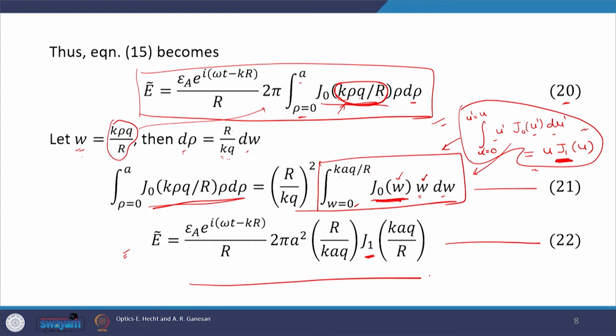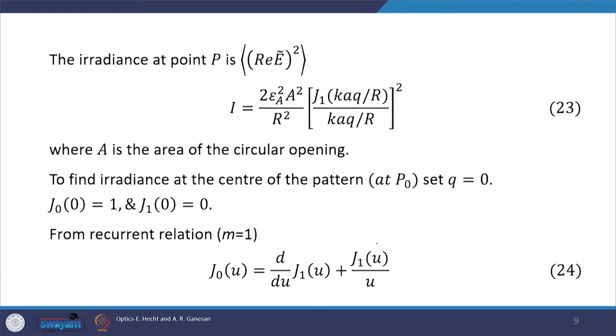Equation number 2 is now a bit simplified, but now here we have the Bessel function of first order. Instead of the zero-order Bessel function, now we have the first-order Bessel function, but this integral is now gone. It is now in terms of J1 only. How to evaluate it? Okay, we will see.